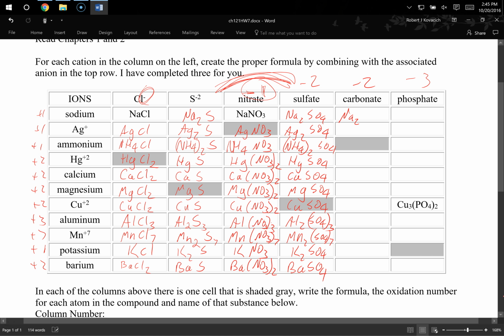So I've got sodium carbonate, I've got silver carbonate, I've got ammonium carbonate, I've got mercury 2 carbonate, calcium carbonate, magnesium carbonate, copper 2 carbonate, aluminum carbonate, manganese carbonate, potassium carbonate, and barium carbonate.